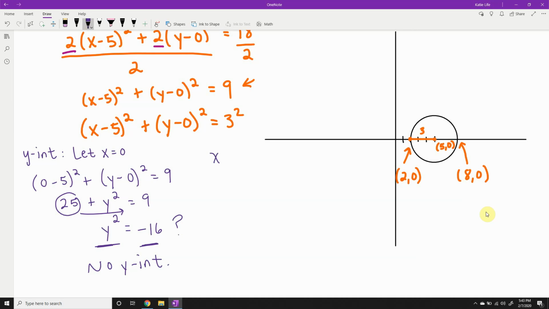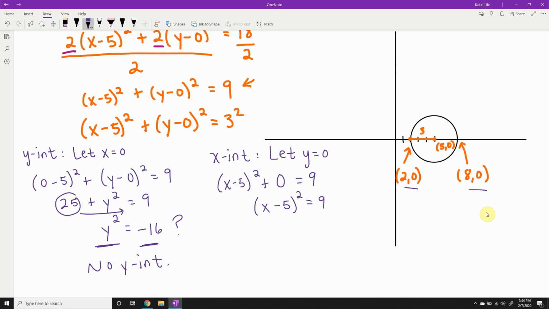So I move on. I want to find now if there are any x-intercepts, in which case I am going to let y be 0. And we're thinking from the graph we should come up with 2, 0 and 8, 0 at the end of this. So if I'm letting y be 0, I've got (x − 5)² + 0², which is 0, is supposed to be equal to 9. So we've got (x − 5)² = 9.